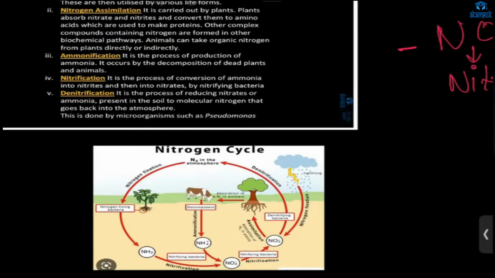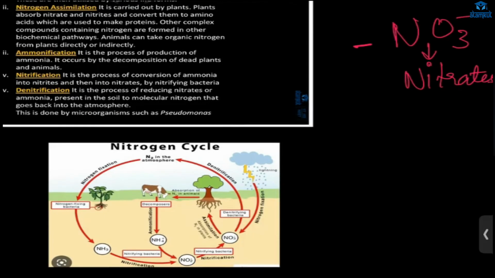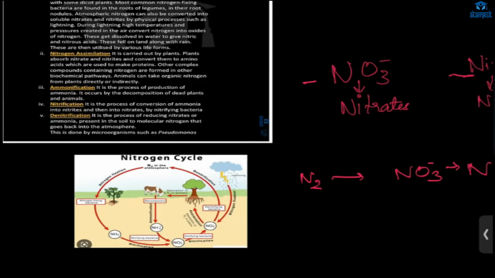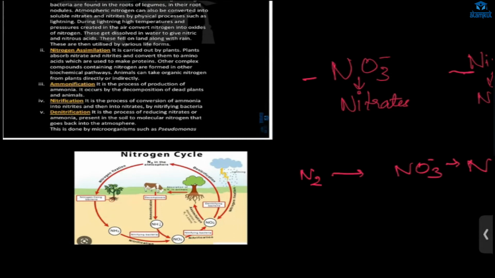Next, we have ammonification. Now, the amino acid is then made into ammonia. That is ammonification, the process of production of ammonia. How does this occur?